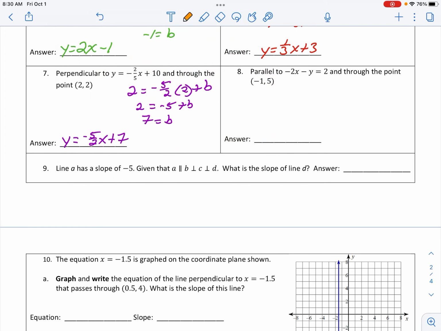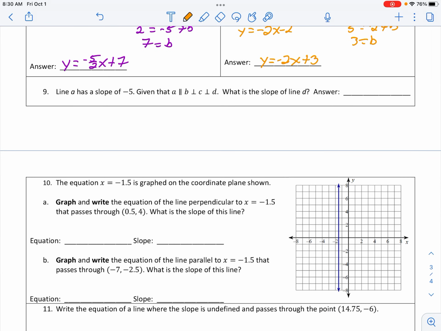And then lastly, it is parallel. I'm going to steal its slope and keep it the same because parallel lines have the same slope. But the problem is it's not y equals. I need to get y by itself first. I'm going to add 2x over. And then I'm going to divide by negative 1. So the slope turns out to be negative 2. Take that point like we've been doing, and then solve for b. Looks like b turns out to be 3.